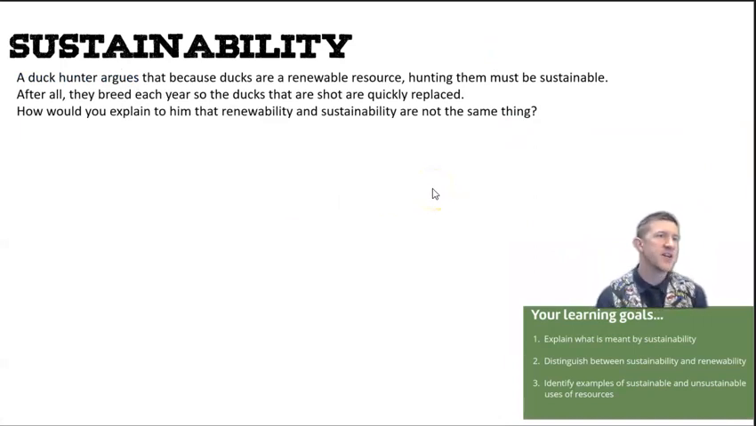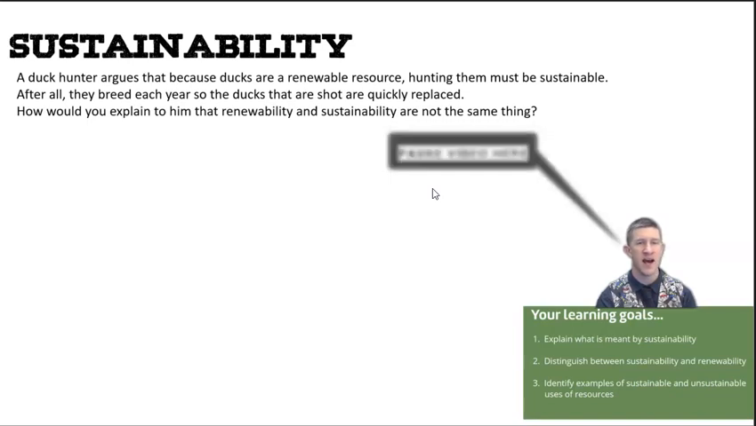So a duck hunter argues that because ducks are a renewable resource, hunting them must be sustainable. After all, they breed each year, so the ducks that are shot are quickly replaced. I want you to have a think about how you would explain to him that renewability and sustainability are not the same thing. So if you're having a debate with this guy, what would you say? So pause the video now before I give you some answers, and have a think about it. Maybe write something down as to how you would argue this point.